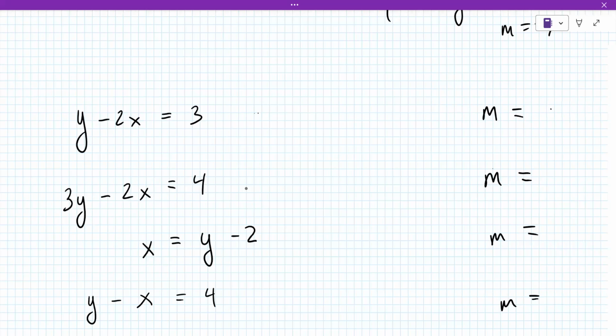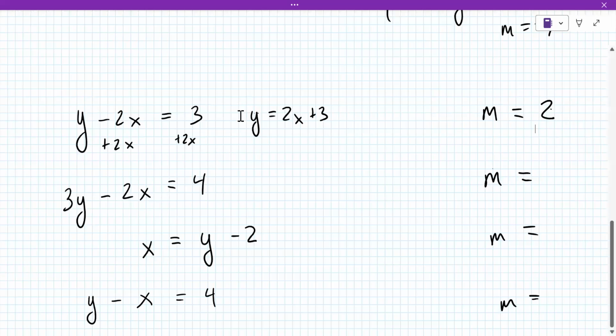Okay. So let me just clarify. We're adding 2x to both sides. So it just becomes y equals 2x plus 3. So your slope would be just 2. So there's no division. You're only dividing if there's a number in front of y. Okay. But let me work these out with you.